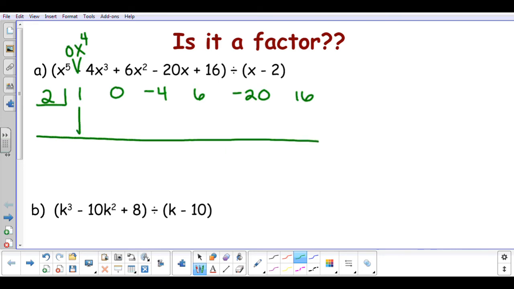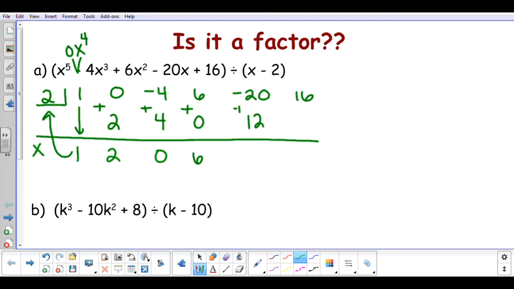I'm going to bring down our 1, and that's going to multiply to the 2 in the box. So 1 times 2 is 2. 0 plus 2 is 2. 2 times 2 is 4. Negative 4 plus 4 is 0. 0 times 2 is 0. 6 plus 0 is 6. 6 times 2 is 12. Negative 20 plus 12 is negative 8. Negative 8 times 2 is a negative 16. Positive 16 plus negative 16 is 0.